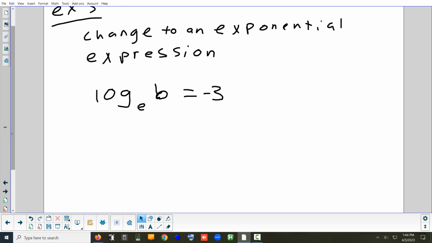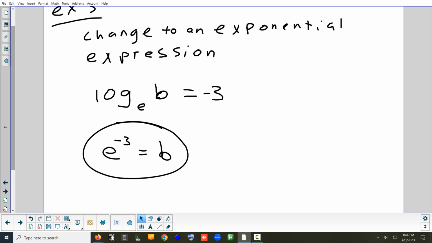Alright, let's try one more. Go back the other way again. So now this is changing to exponential. It says log base e of b equals negative 3. What's my base here? E. So if E is my base, that means I need to put a number on it. That's an exponent. So what's my exponent? Negative 3. And what goes on the other side? B, that's the argument, and it ends up by itself. So E to the negative 3 equals B.